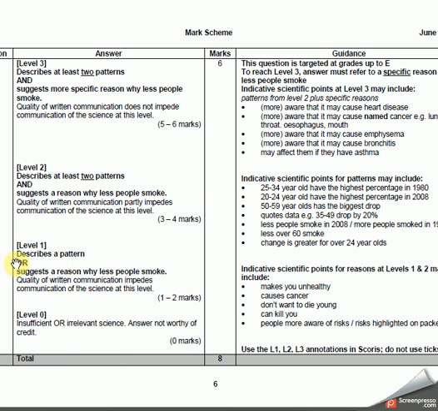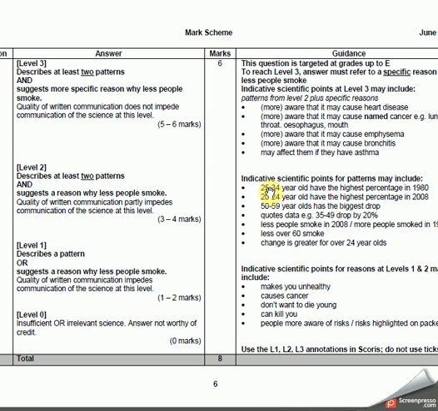Now, let's have a look. So a level 1 answer is to describe a pattern, or suggest a reason why they smoke less. You could have said that it makes you unhealthy, causes cancer. That's very simple, for level 1, for 1 to 2 marks. For level 2, you describe at least 2 patterns. So for a level 2 answer, you should have described about 2 patterns.